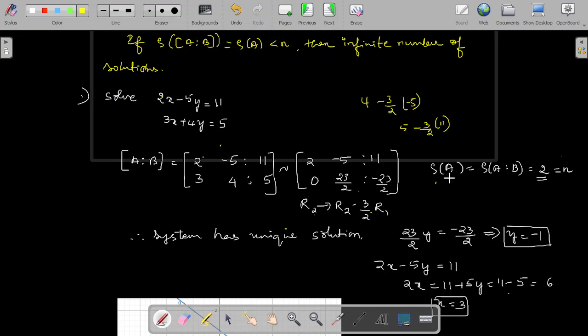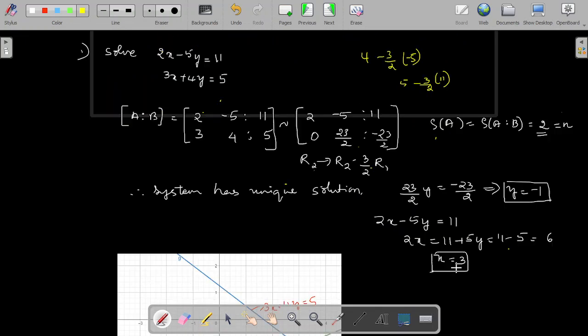So therefore, rank of A equals rank of augmented matrix, which is equal to 2, and in turn, that is equal to the number of variables. Hence, the system is consistent and it has a unique solution. Now, how to get the solutions? Form the equivalent system. 23 by 2 into y is equal to minus 23 by 2. So, cancels, y equals minus 1. Similarly, 2x minus 5y equals 11. Substitute the value of y here. 2x equals 6, x equals 3.